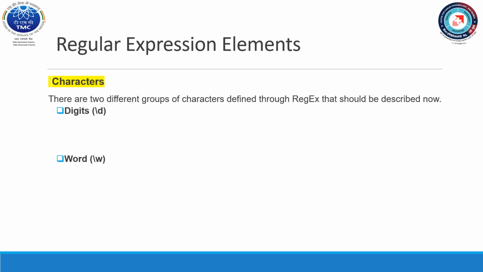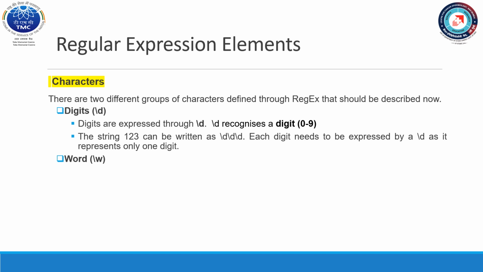Characters. There are two different groups of characters defined through regular expression that should be described now. Digits and words. Digits are expressed through \d. \d recognizes a digit between 0 to 9. The string 1 2 3 can be written as \d\d\d. Each digit needs to be expressed by a \d, as it represents only one digit.